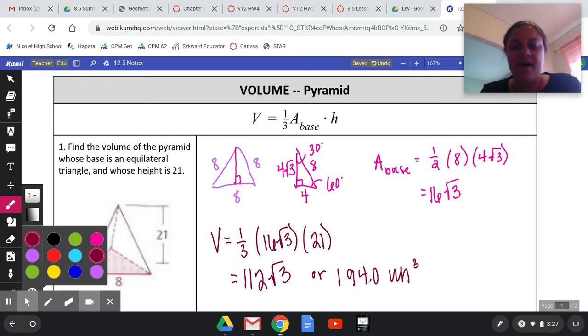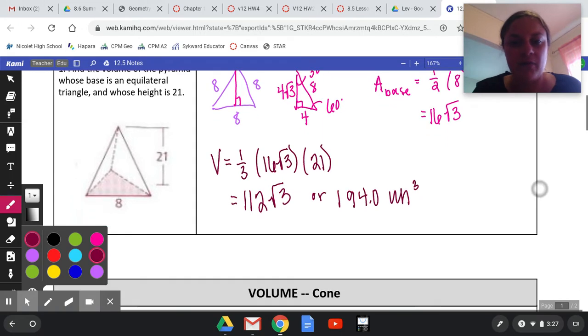All right. If you're interested, you guys can actually YouTube volume of pyramids and cones, and they'll have fun little videos that show, if you fill up a cylinder or a prism with the same base and the same height as a pyramid, they'll fill up the pyramid with water and show you kind of where this formula comes from.